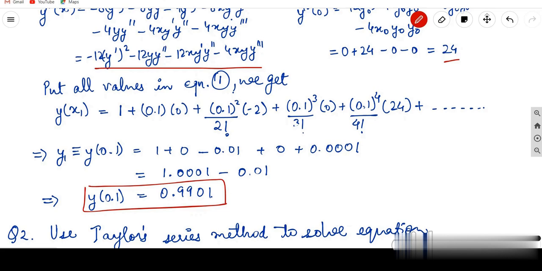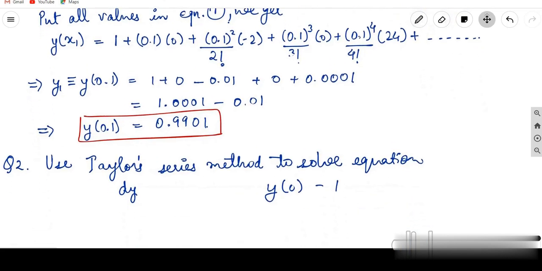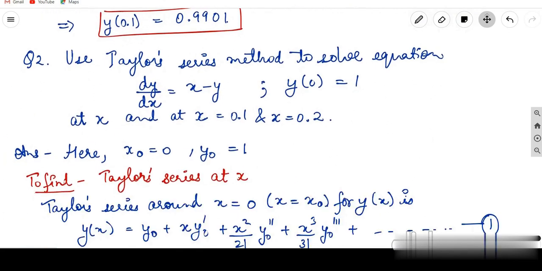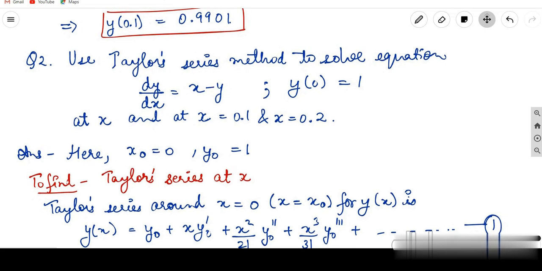Now let us consider another question which is different from the above question. Try to understand the question first. Use Taylor series method to solve dy by dx is equal to x minus y with the initial conditions y at 0 is equal to 1. Now what we have to do, this is our IVP. Use Taylor series method to solve the equation at x, and then at x is equal to 0.1 and 0.2.